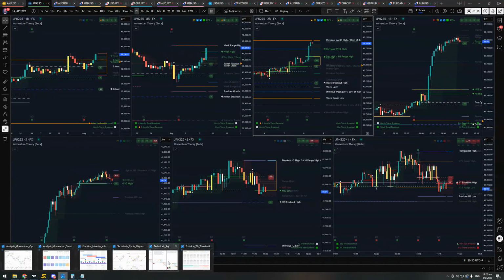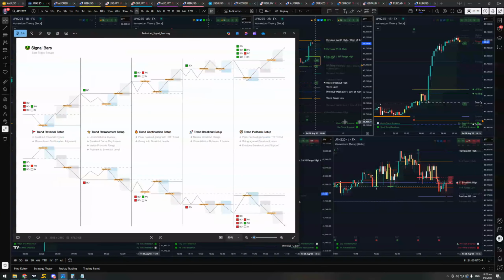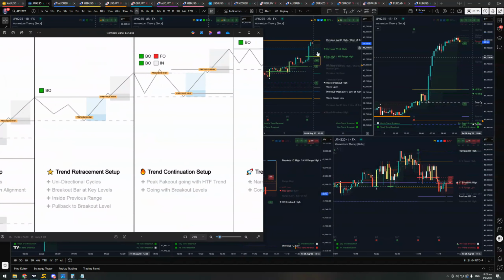Trend retracement setups, I want to see hard time frames push strong in one direction, which we have. And then I'd like to see a breakout bar on the H2, which we have as well. Then I'd like to see price retrace back to that breakout level, fake out the momentum time frame, and then take a trade up to the previous H2 high and possibly further, probably to that higher range.